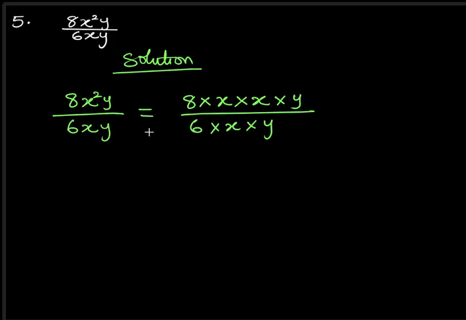So let's try to see how we can do some cancellations. 8 and 6, 2 can divide them. So 2 into 8, 4. 2 into 6, 3. We have x and x here, 1, x here 1. Remember, everything can divide itself. And then we have one x left, and then y here 1, y here 1. So what are we left with? 4 times 1 times x, that's 4x all over 3 times 1 times 1, that will give us 3. And this becomes our final answer, 4x all over 3.